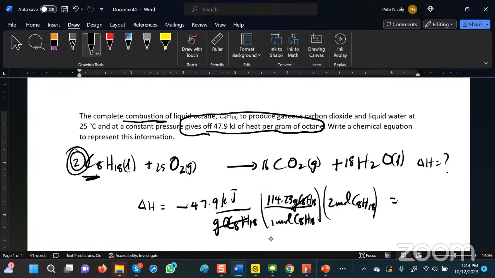So round off to 3 sig figs. And the answer I got is 1.09 times 10 to the 4 kilojoules. And that's it. Oh, minus, don't forget, minus, because the reaction is exothermic. All right. Okay, so that's basically how that is done.